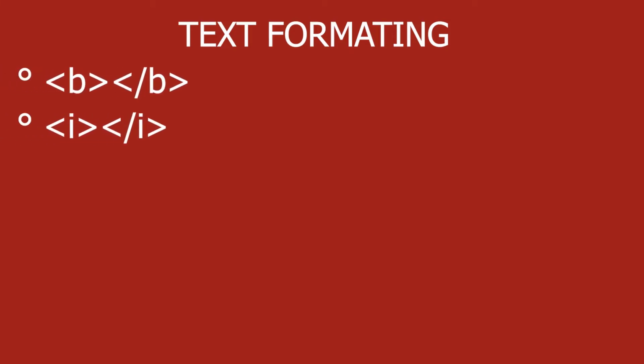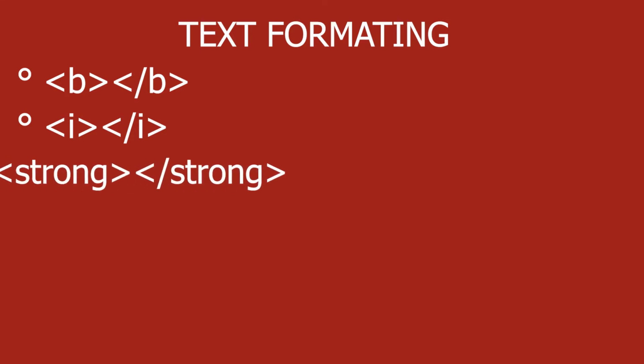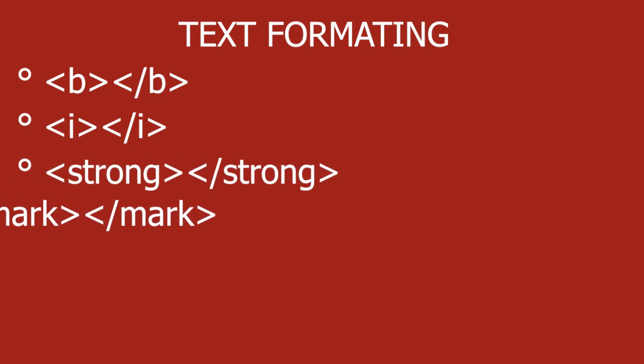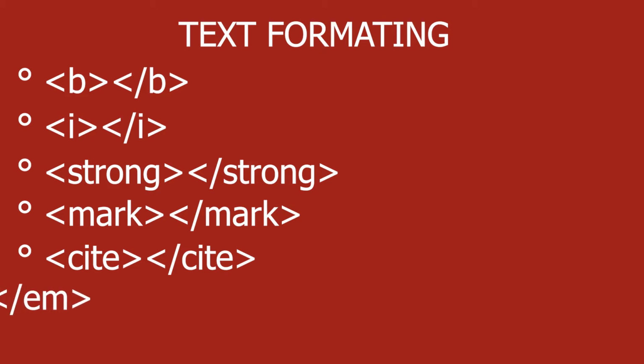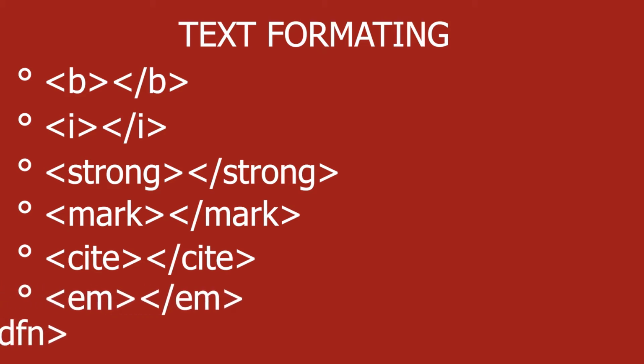In this particular episode, we are going to learn about how to format your text within your HTML document. We're going to talk about the B tag, the I tag, the strong tag, the mark tag, the cite tag, the EM tag, and finally the DFN tag, which is basically the definition tag.